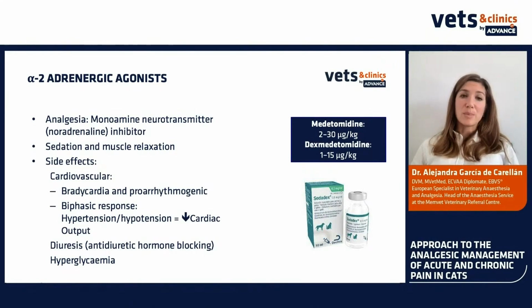They cause cardiovascular depression. First, they can cause bradycardia, and they are pro-arrhythmogenic. And then after this initial bradycardia and hypertension, after 15-20 minutes, you will have hypotension because of decreased cardiac output. So again, if you have a cat with a heart problem that is almost in heart failure, you should try to avoid alpha-2s. It also causes diuresis and hyperglycemia. So, side effects of each drug; nothing comes for free.